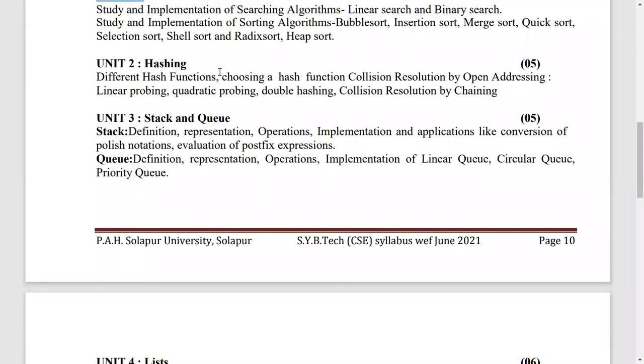Unit number 2 is hashing. Different hash functions are there, so we'll discuss them. After that, how to select the hash function. Then collision resolution by open addressing, linear probing, quadratic probing, double hashing, and collision resolution by chaining. All these points we will cover in this unit.